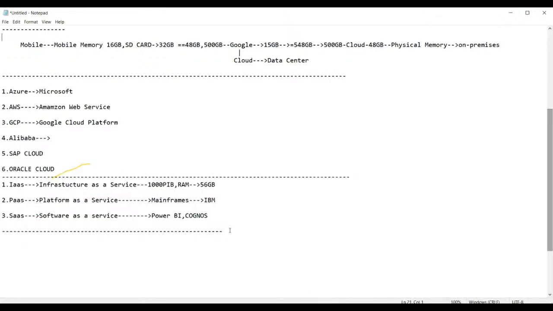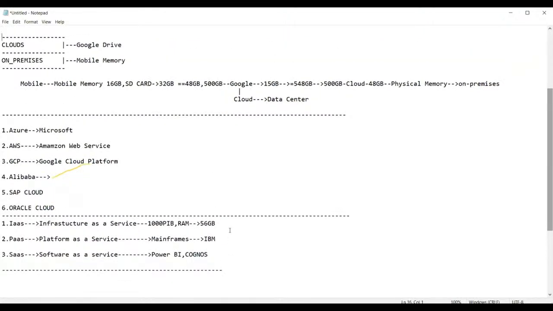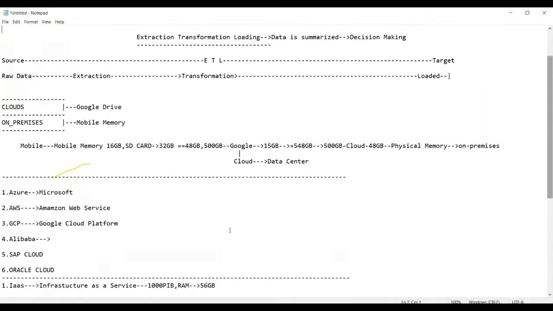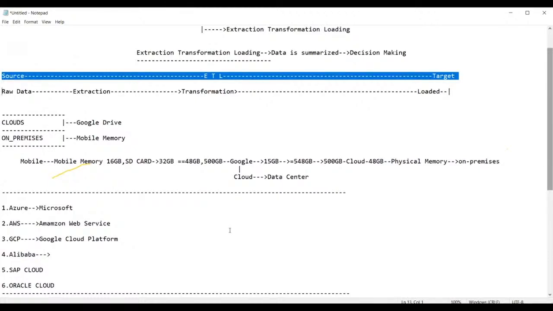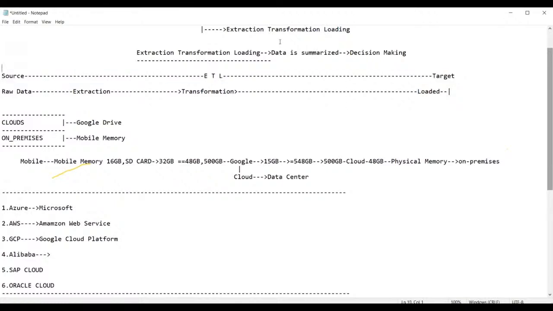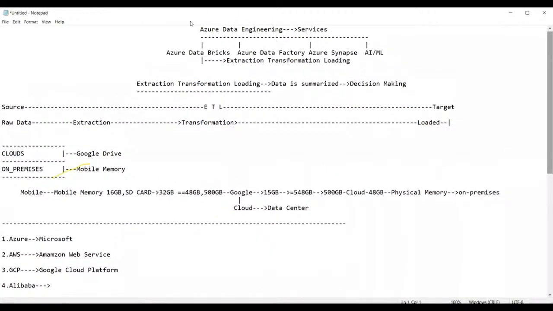Now guys, the cloud is clear for me and on-premises is also clear for me. Everything is clear. Source, target, and extraction, transformation, loading are already done. But my question is, what is exactly the use of ADB, that is Azure Databricks? What does it do? We have to understand this.